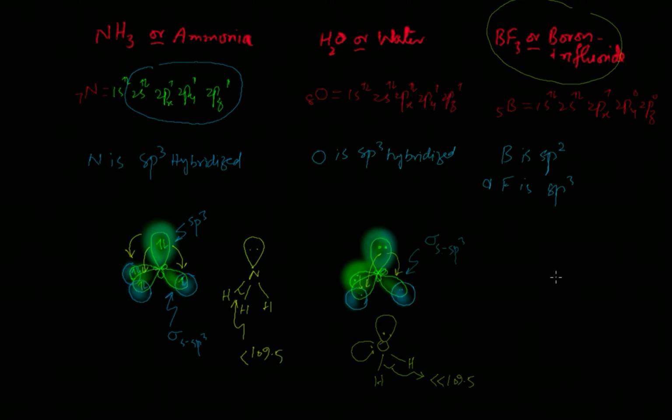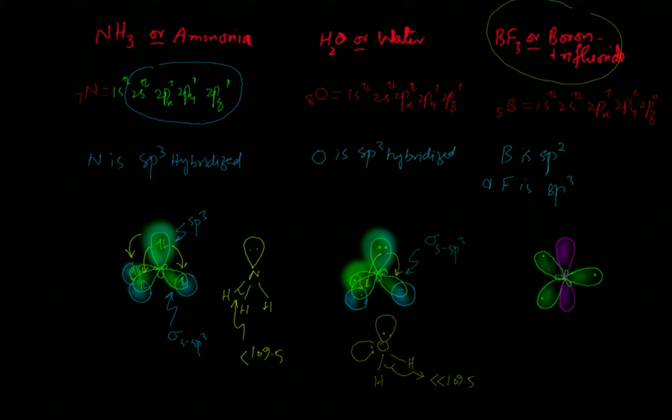So the sp2 hybridized orbitals, if we draw for boron, will be like this: this is the center, and here we have one sp2 hybridized orbital of boron. This is the second one. This is the third one. And one orbital will be there that will be unhybridized. And it will also be empty. These hybridized orbitals of boron contain one electron each. And the unhybridized orbital is completely empty. It doesn't have any electron.